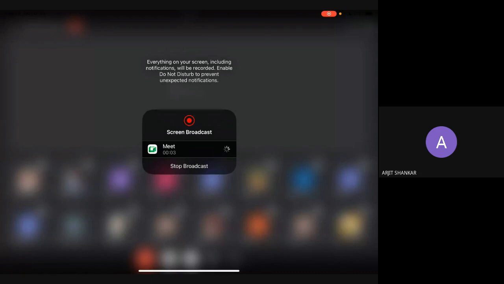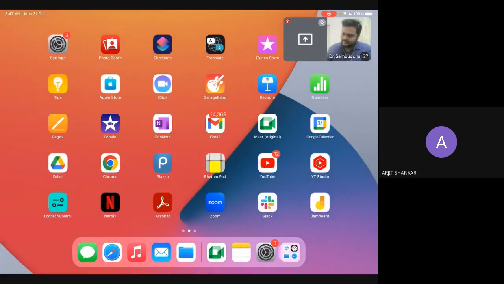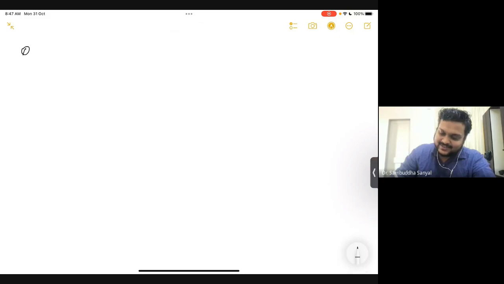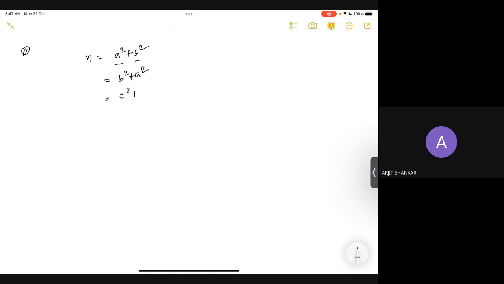My question was this: if I take an integer that can be expressed as a sum of squares, then is this sum unique? Which means if I do b square plus a square, then it is not unique, the same thing. But Sir, if you take 50, then it can be 7 square plus 1 square as well as 5 square plus 5 square.